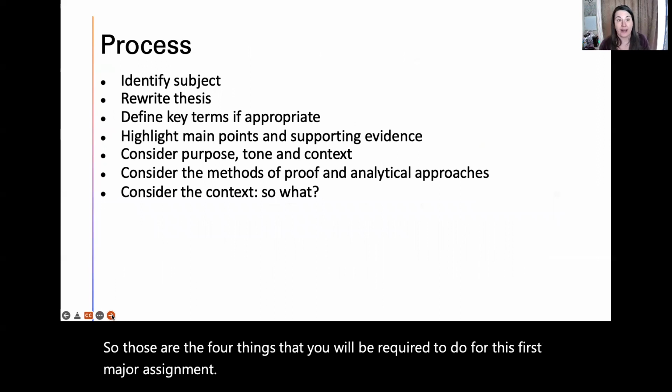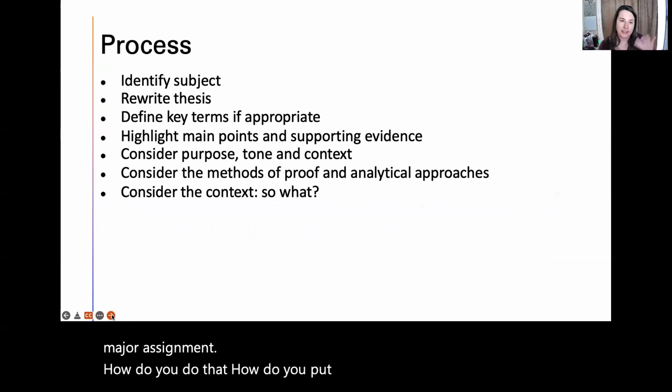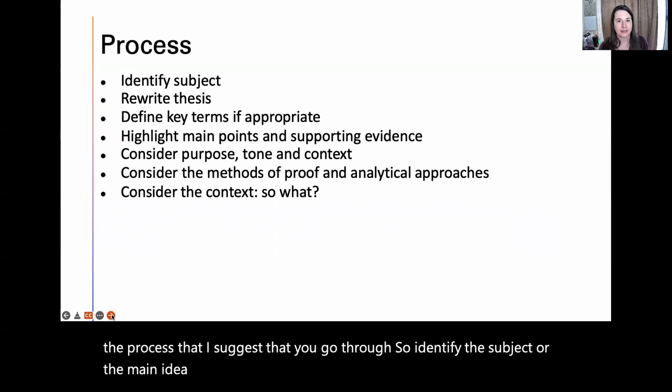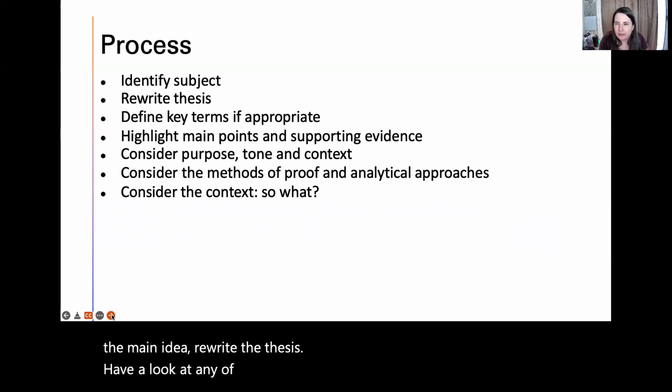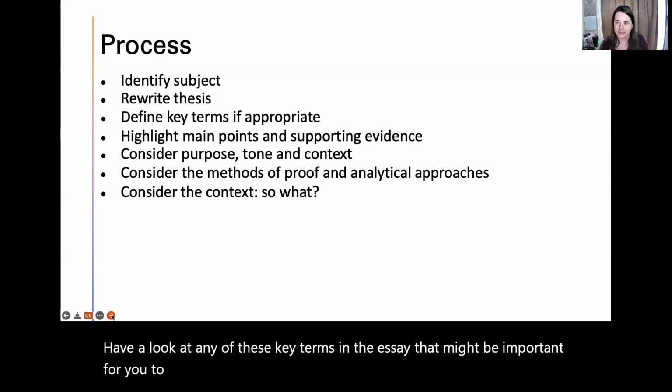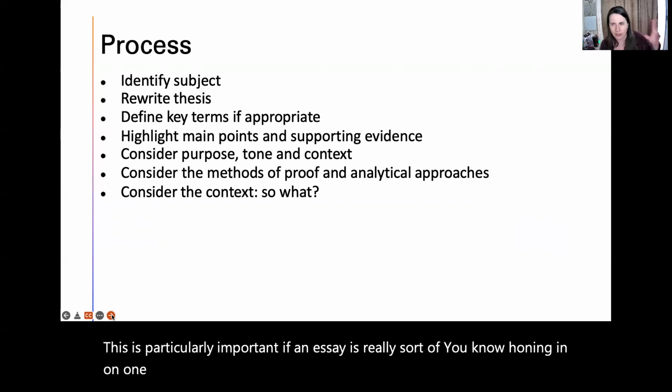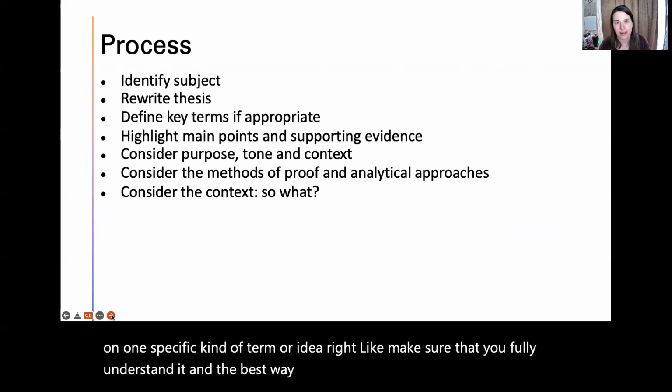So how do you do that? How do you put this assignment together? Well, this is the process that I suggest that you go through. Identify the subject or the main idea, rewrite the thesis, and have a look at any key terms in the essay that might be important for you to understand. This is particularly important if an essay is honing in on one specific kind of term or idea. Make sure that you fully understand it. The best way to do that is by trying to define it, rewriting it in your own words.